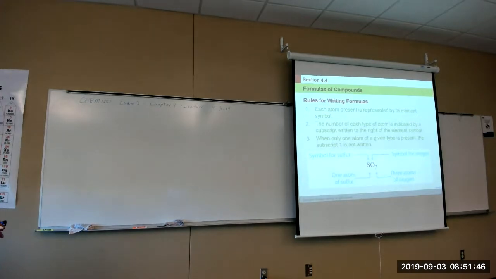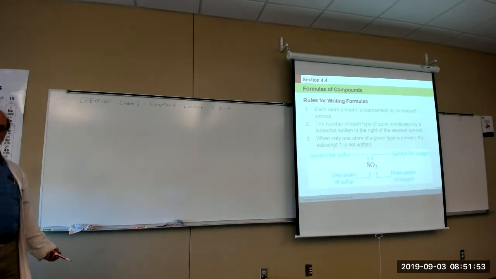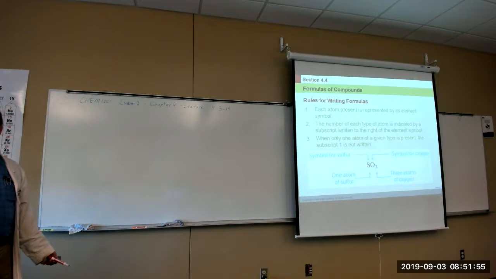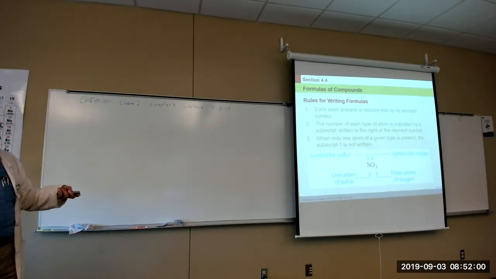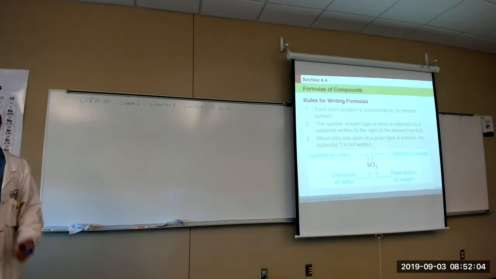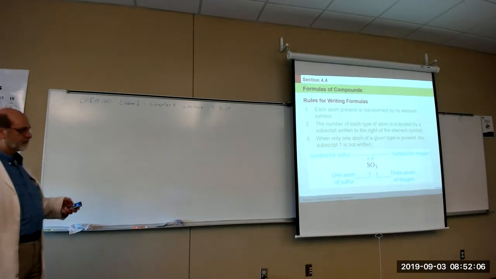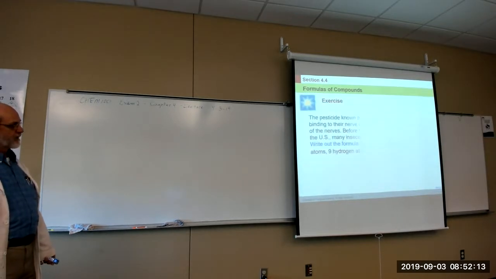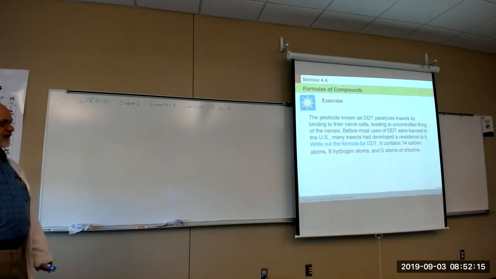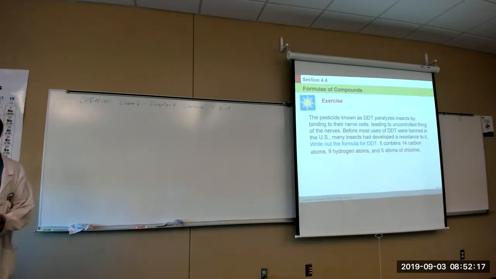There we go. So when you write a chemical formula, you just write the symbol. And if you write one of them, that means there's one atom of that element. And with this position, we say, well, there's one of those and three of these together in that formula. Okay? It's really simple. So let's take this example. DDT.